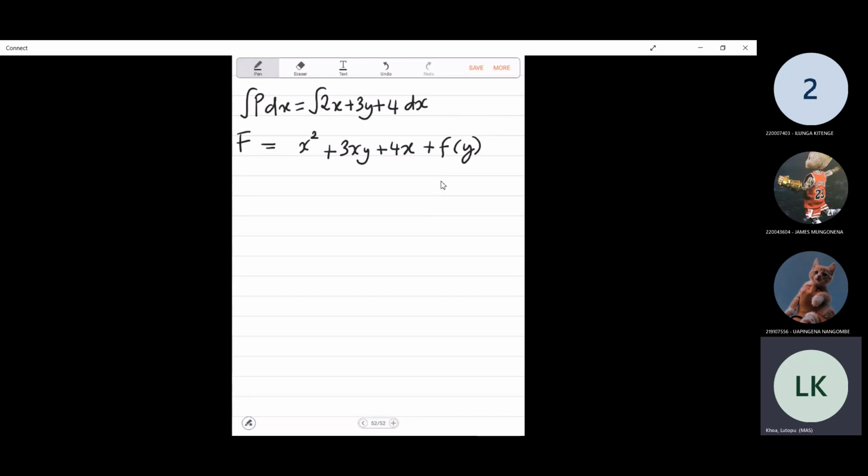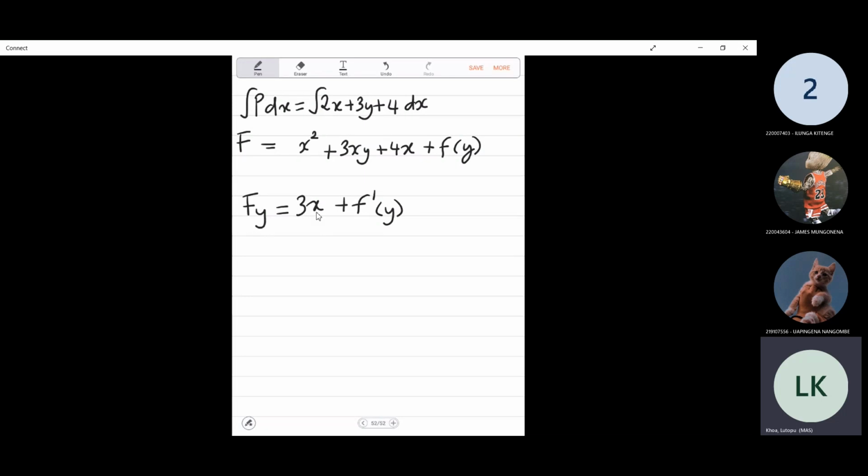So now I take f and I differentiate it with respect to y. The derivative of x squared is 0. There's no y there. The derivative of 3xy with respect to y is 3x. The derivative of 4x with respect to y is 0. And then this function here, when I differentiate it with respect to y, I just get f prime of y. It's the derivative, and this derivative is what I want to solve.